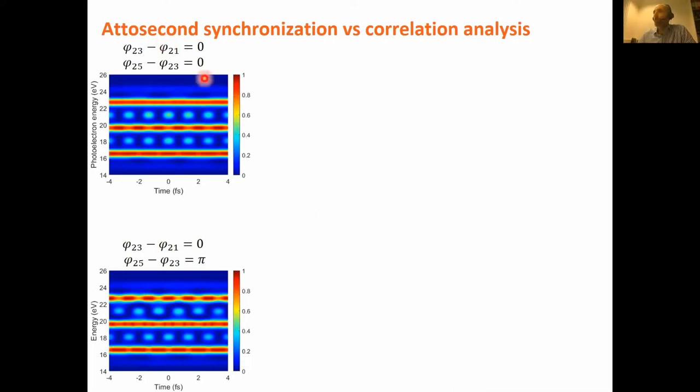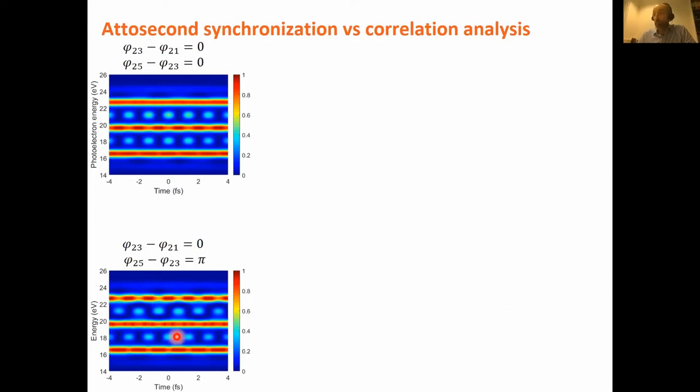In the first one, we have three harmonics, which are perfectly in phase, so 21st, 23rd, 25th. And you can see here the sideband oscillations, which are perfectly aligned. If we change the relative phase of one couple of harmonics, for example, the phase difference between the last two is pi, of course, what we see in our simulation is that the oscillations of the two sidebands are perfectly out of phase.